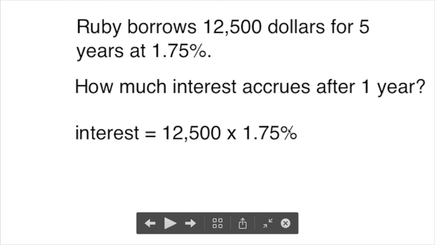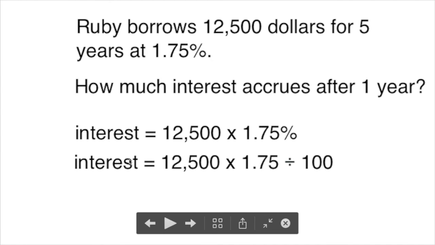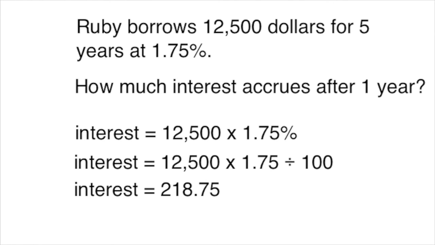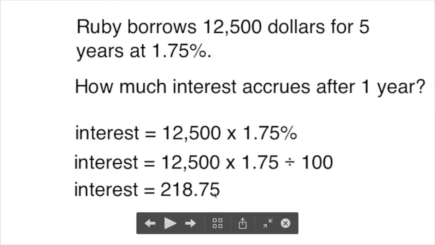So after 1 year, the interest is 1.75% of $12,500, and we calculate it this way: 12,500 times 1.75%. And remember, percent means we divide this number by 100. So if we say 12,500 times 1.75 divided by 100, we'll get the answer. This is how much interest she's accrued after 1 year. And we round it to 2 decimal places if we have to, because we're talking about dollar amounts. $218.75.